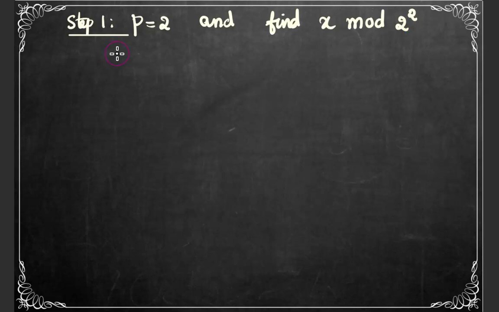First take the case when p is equal to 2 and find an x which satisfies our condition modulo 2 square, that is 4, and let us write x, the required solution, as x0 plus 2x1 modulo 2 square, or we can take this as the binary representation of x when reduced modulo 4.